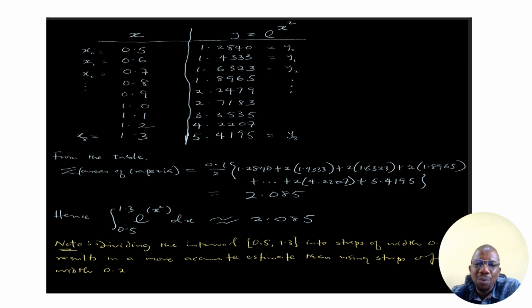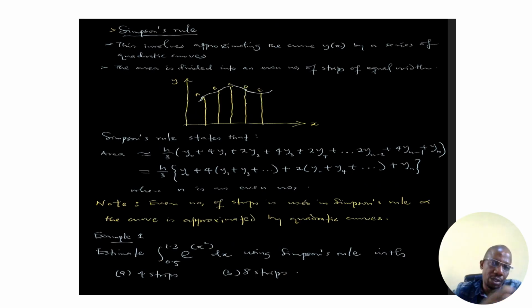From this example, we can see that dividing the interval 0.5 to 1.3 into strips of width 0.1 results in a more accurate estimate than using strips of 0.2, because 0.1 is shorter. The width is shorter than 0.2. That's why the result seems to be more accurate in estimate. So that is what the trapezium rule actually entails.